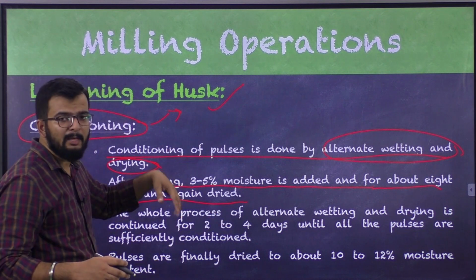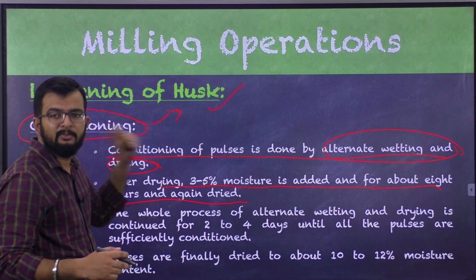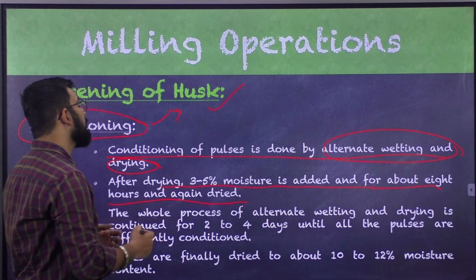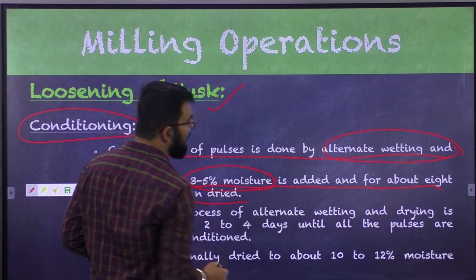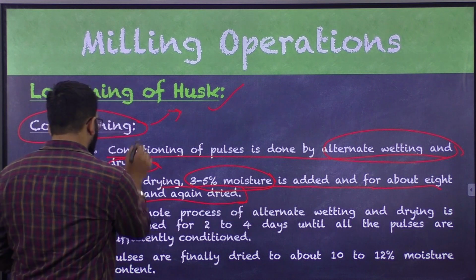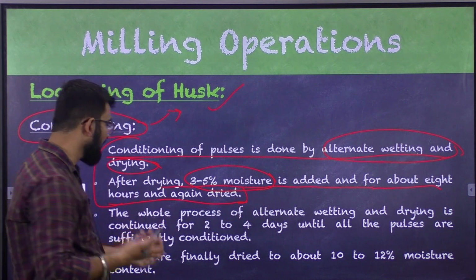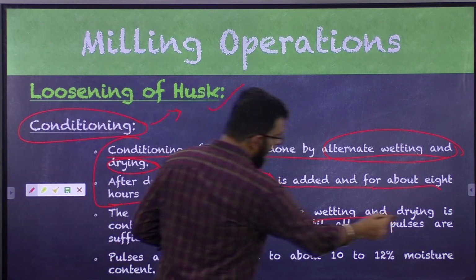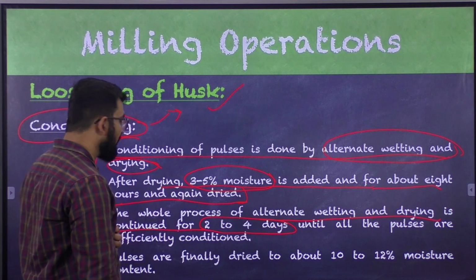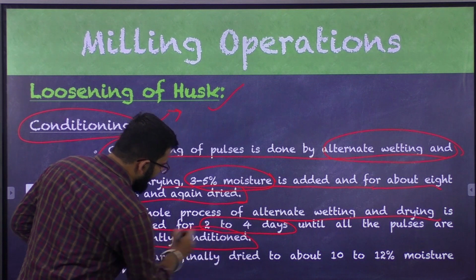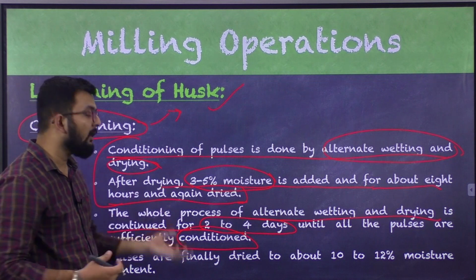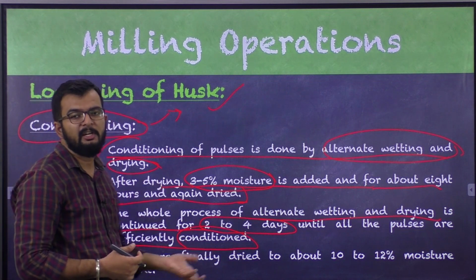First, you have dried the pulses after soaking in water or oil, and brought the moisture content to a specific level. Now you increase the moisture content by 3 to 5%, leave it for about 8 hours, and then dry again. This cycle of wetting and again drying is repeated. The whole process of alternate wetting and drying is continued for about 2 to 4 days until all the grains in the pulses have been sufficiently conditioned.